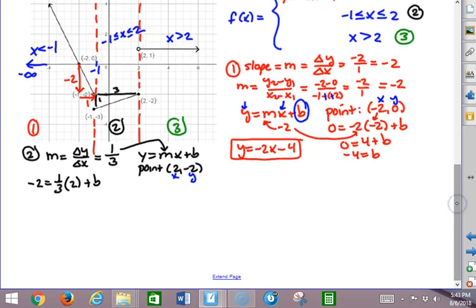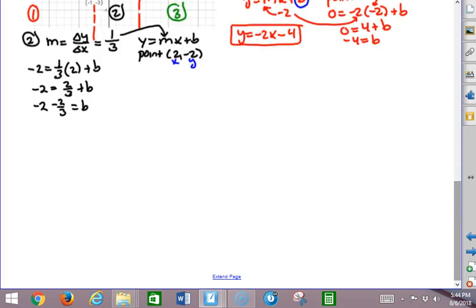Oh yes, you're going to have to work with fractions a little bit here. So I have negative 2 equals 2/3 plus b. So I'm going to have to subtract 2/3 from both sides. Negative 2 minus 2/3 is equal to b. Now I don't want to have negative 2 and 2/3 in my equation. I need to have an improper fraction. So negative 2 is the same as negative 6/3. Negative 6 divided by 3 is negative 2. So negative 6/3 minus 2/3 equals b. So negative 8/3 equals b.